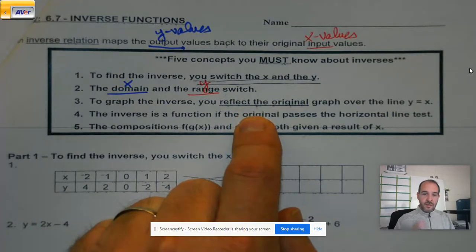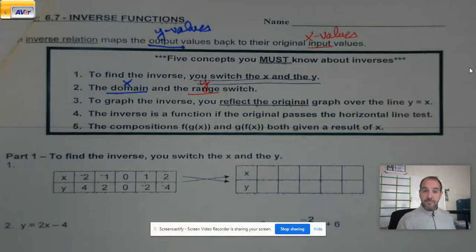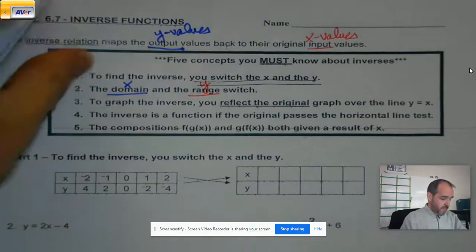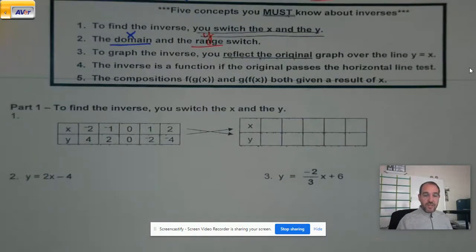The inverse is a function if it passes the horizontal line test. We'll chat about that some. And then compositions will be back. So all these ways we can prove a function is an inverse of another, 5 different ways. Just a lot of tools in the toolbox. Any of them work though. So first one, we like to start with the easiest one. To find the inverse, you switch the x and the y.